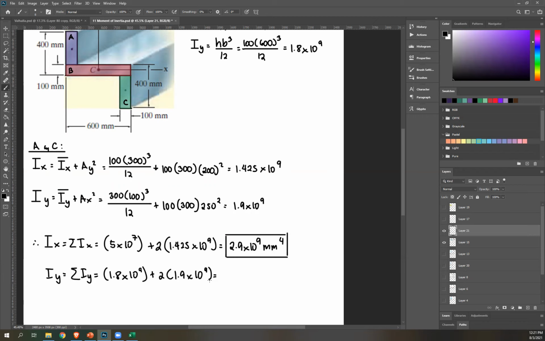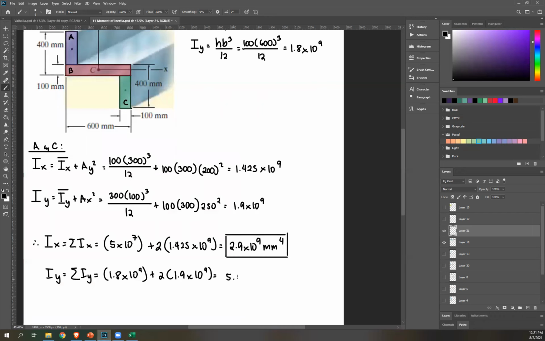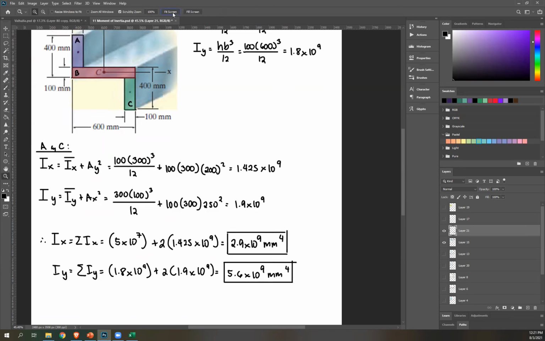Correct. Correct, Simon. Francisco. Legado. 2 points. Correct, Simon. And Legado. It's 5.6 times 10 raised to 9. And once again, our unit is just raised to 4. And there, that's how you get the moment of inertia.